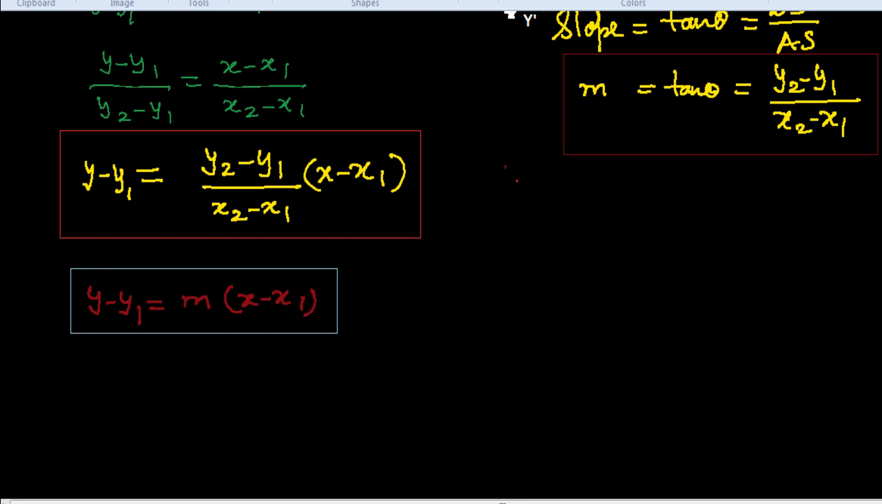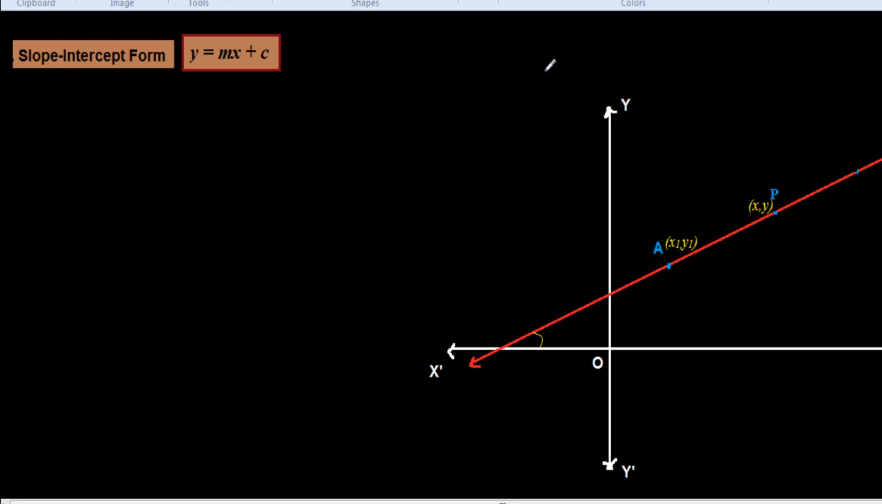Now we see the third. Let us see the slope intercept form. The slope is given and the intercept on the y-axis is given, which is c. c is given and the slope m is given. So the coordinates of this point would be 0, c.